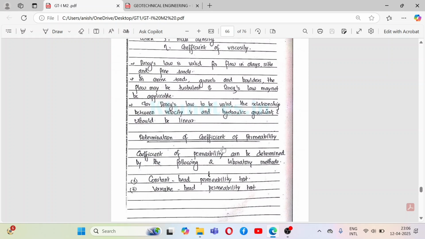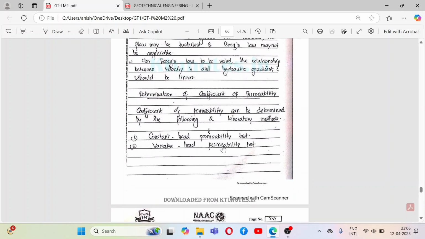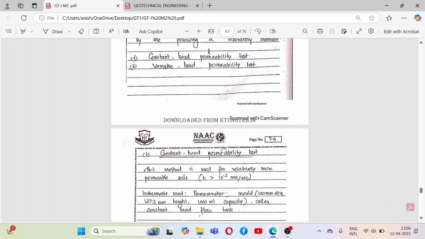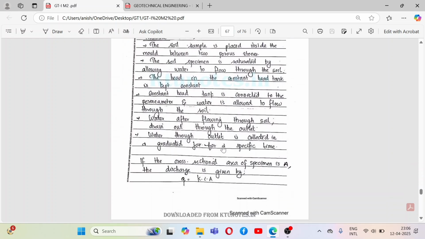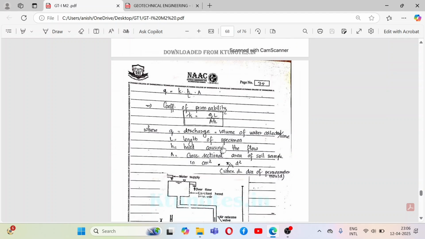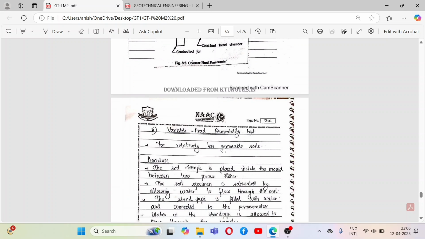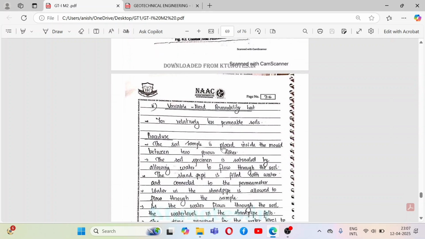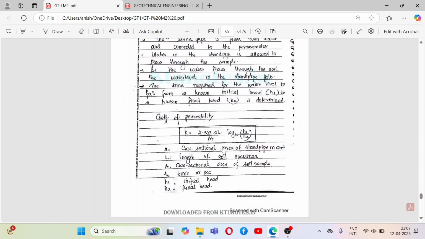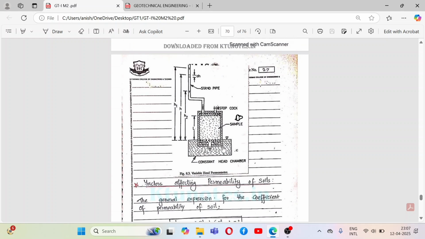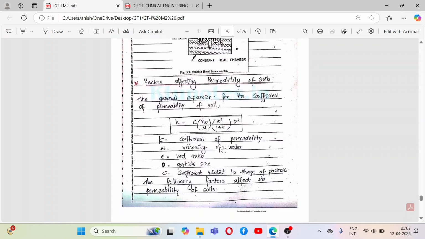For determination of coefficient of permeability, there are two lab procedures, that is the constant head permeability test and the variable head permeability test. You can just go through it, and there are equations for it. There must be problems regarding this portion, most probably. Procedures are not much asked, so you can just go through it as it's a theory portion.